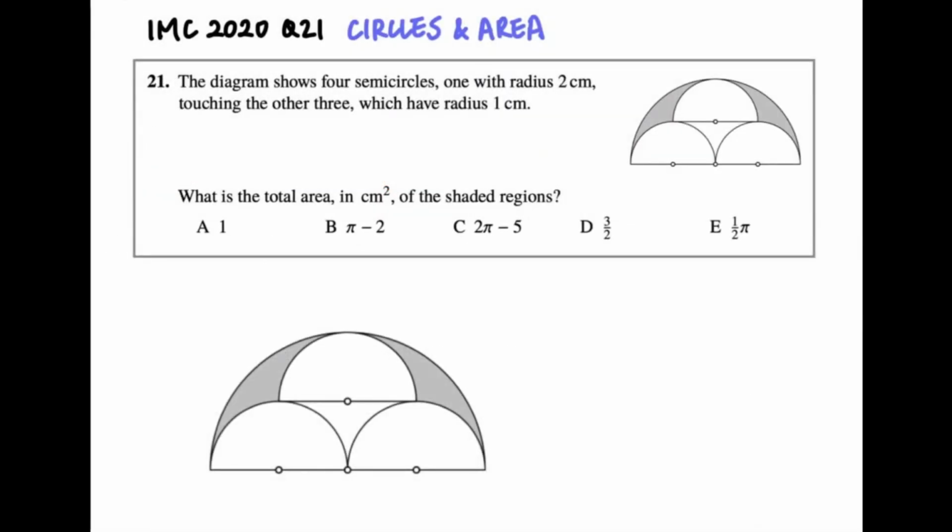This question is IMC 2020 question 21, and it covers areas and circles. This diagram shows 4 semicircles, one with radius 2 centimeters touching the other 3, which have radius 1 centimeter. We have to get the total area of the shaded regions, and as you can see, it's quite difficult to just get the shaded regions. Therefore, we should think about how to subtract from the whole semicircle, since it's easier to get the areas if you split them, the unshaded areas.